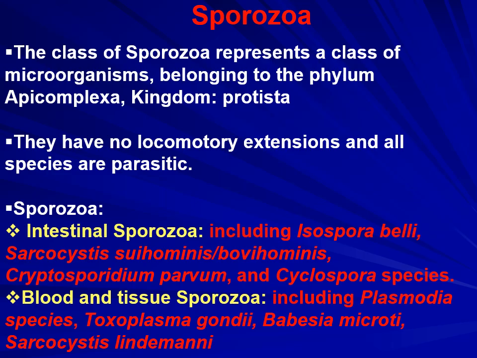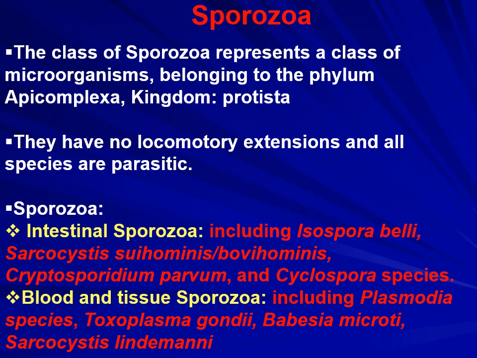The class of Sporozoa represents a class of microorganisms belonging to the phylum Apicomplexa, kingdom Protista. They have no locomotory extensions such as flagellum in case of flagellates, or cilia in case of ciliates, or pseudopods in case of amoeba, and all the species are obligate intracellular parasites. Sporozoa regroup both intestinal and blood and tissue sporozoa.